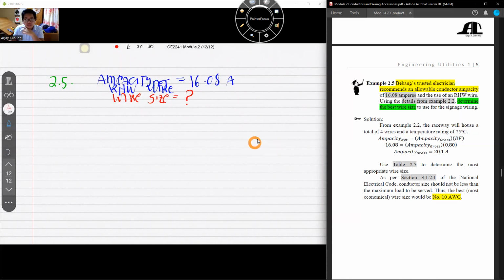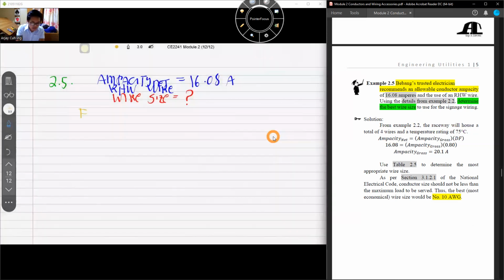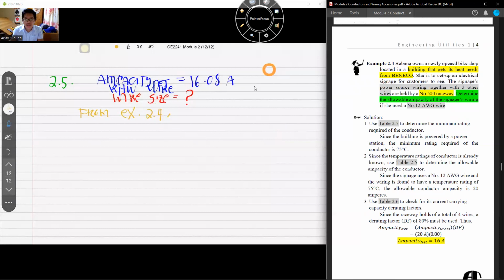So ano ba yung data class na makukuha natin from example 2.4? So from example 2.4 to dapat class, no? So ano yung data na kukunin natin doon class? Yeah, syempre class yung hindi kasama dito, no? So more or less, kunin natin dito class yung temperature rating. Yan, temperature rating natin class 75 degrees Celsius pa rin.